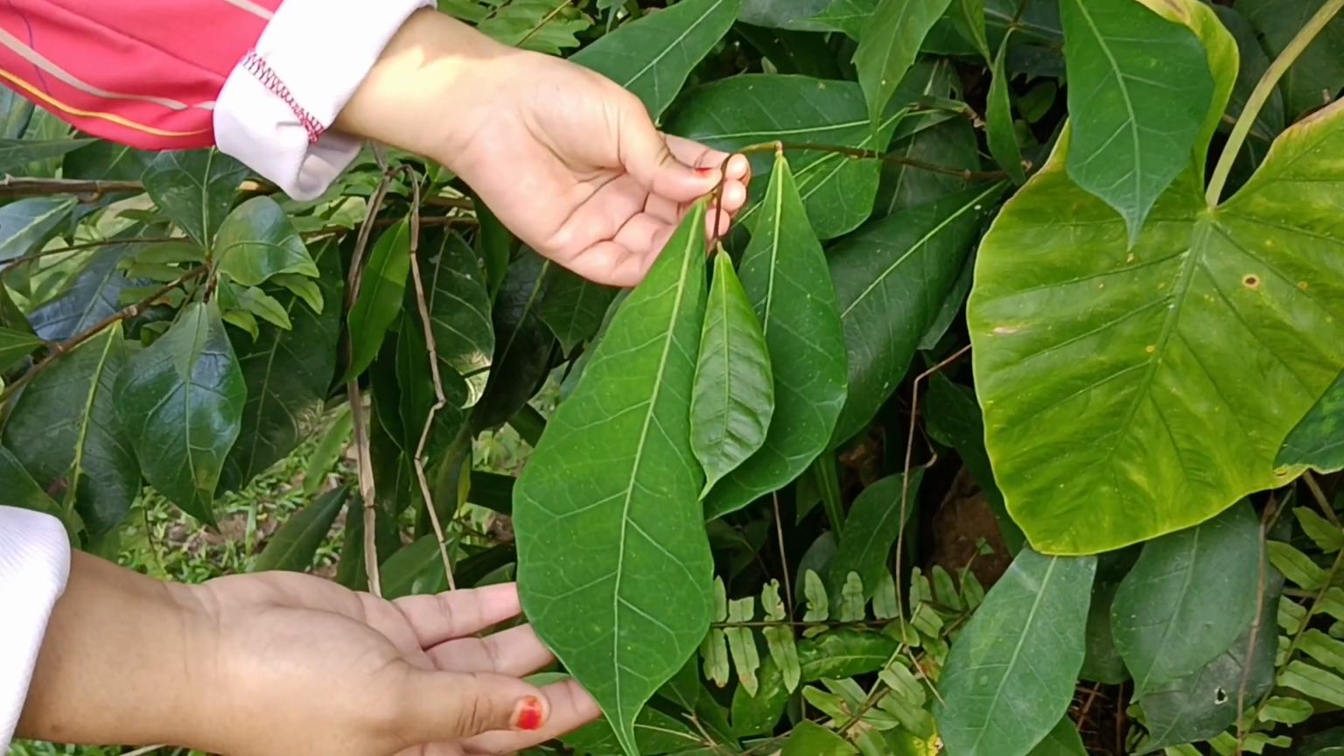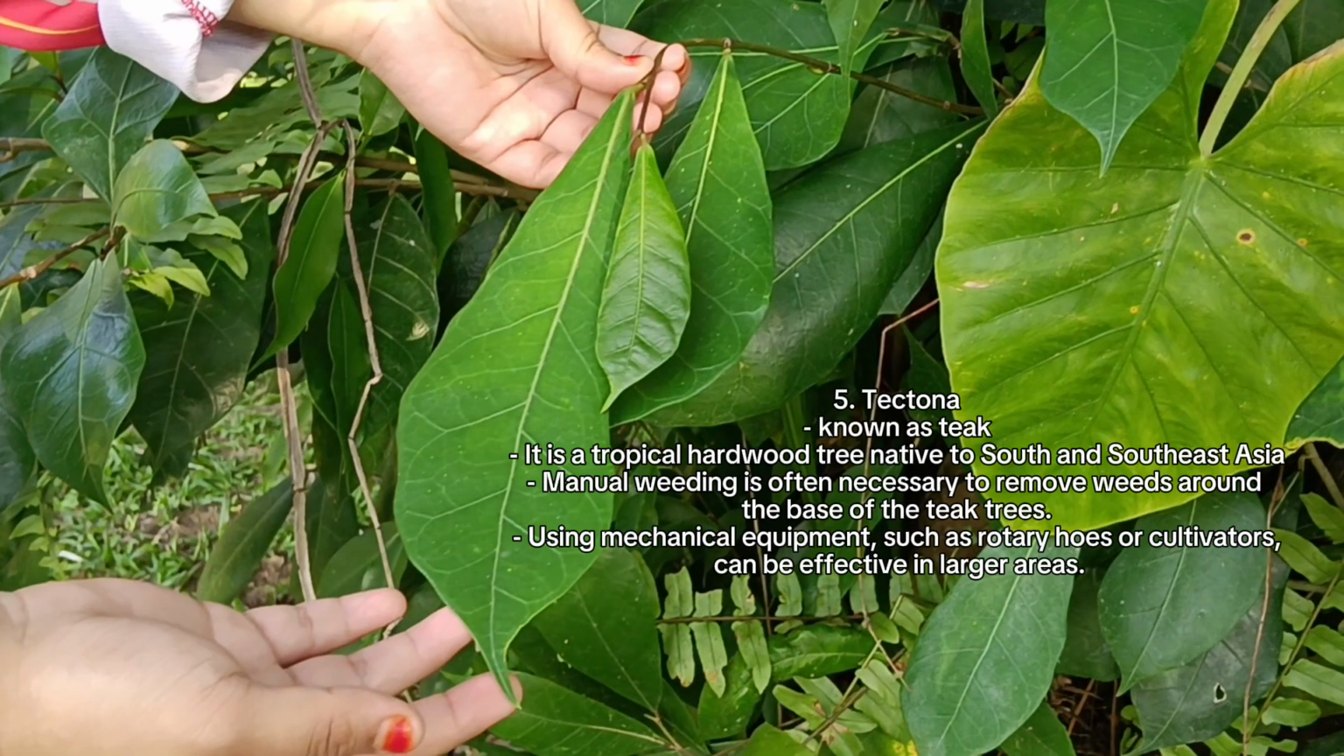The last one is Tectona, known as teak. It's a tropical hardwood tree native to South and Southeast Asia. You can use manual weeding to remove these weeds around the base of the teak trees, and we can also use mechanical equipment such as hoes and cultivators, because it is more effective in larger areas.